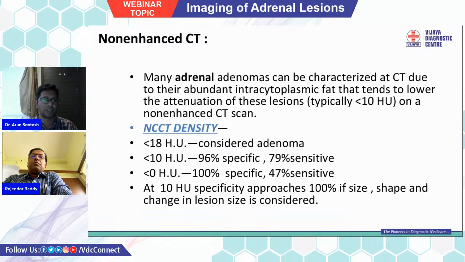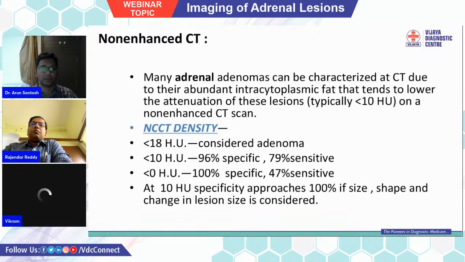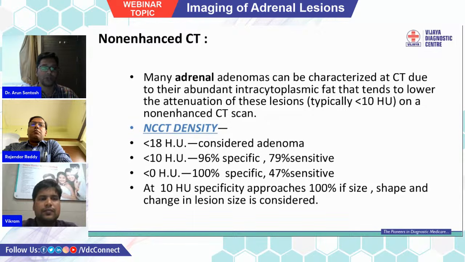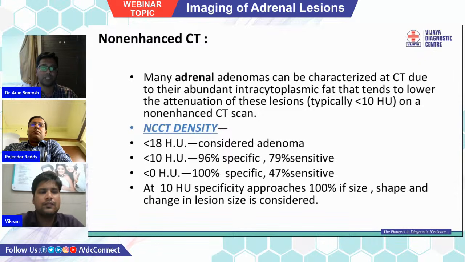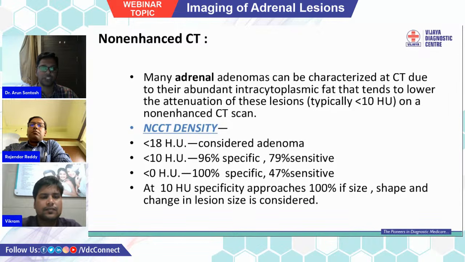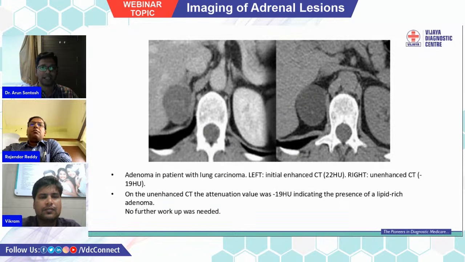So various studies show that if it is less than 18 HU, we can consider a possibility of adenoma. Less than 10 HU, the possibility of adenoma is more than 96% specific and 17% sensitive. And at 0 HU value, it is 100% specific and 47% sensitive. At 10 HU, the specificity approaches 100% if size, shape, and change of the lesion is considered. So at 10 HU on a plain scan, we mostly write it as an adrenal adenoma straightforward, and no further investigation is generally required. So here are actual images.